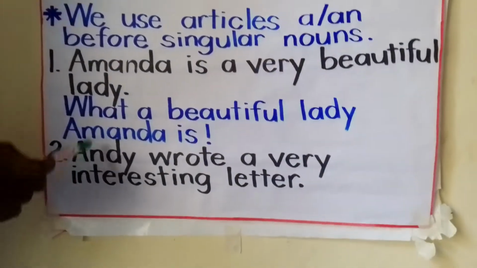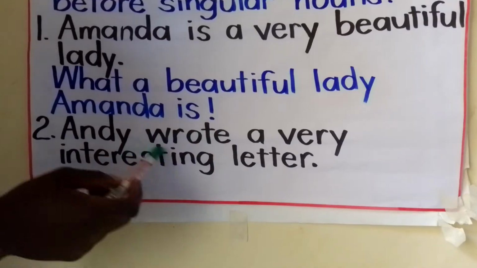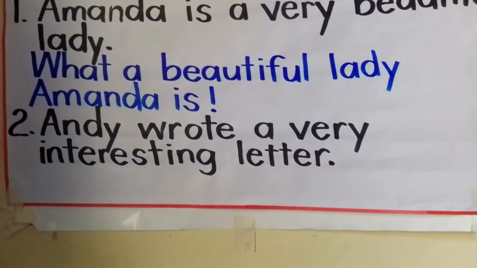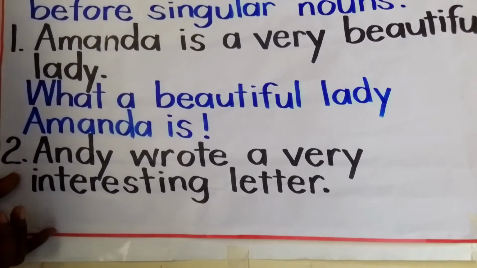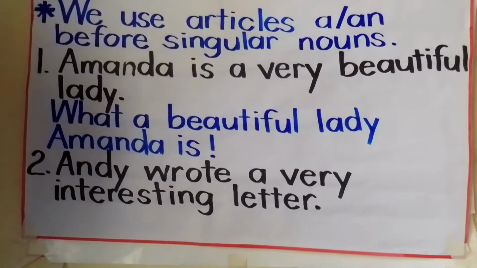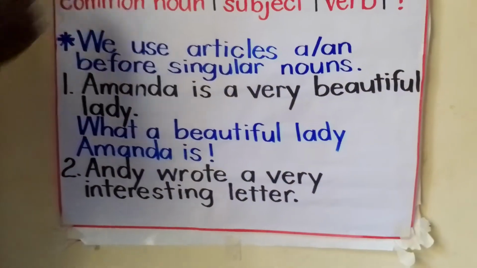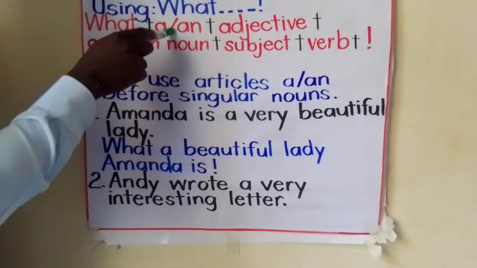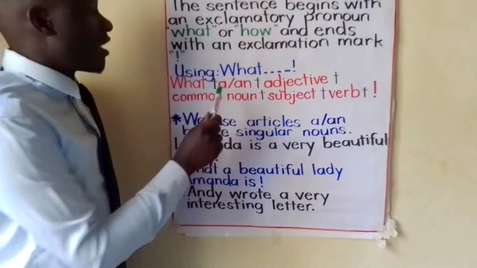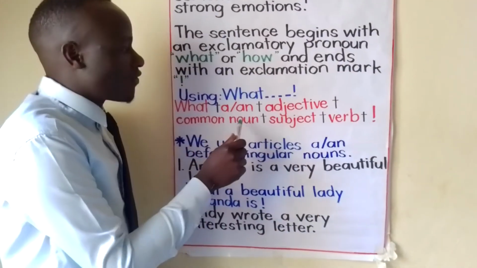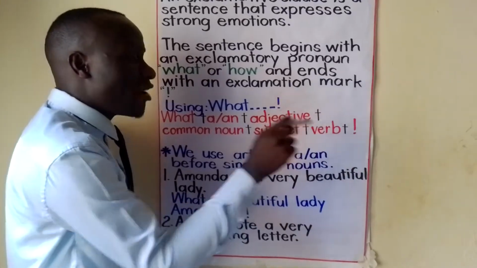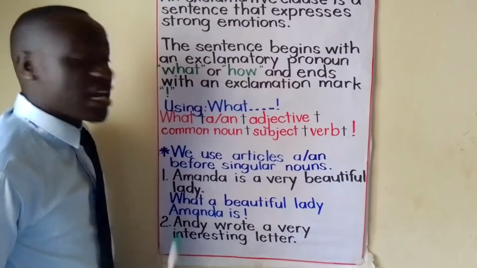Example 2. Andy wrote a very interesting letter. We need to change this sentence from declarative to exclamatory. So, what do we have to do? We shall begin with what. What will be followed by an article. The article is followed by the adjective. The adjective is followed by the common noun. The common noun is followed by the subject in the sentence. The subject will be followed by the verb. And automatically we put an exclamation mark at the end.